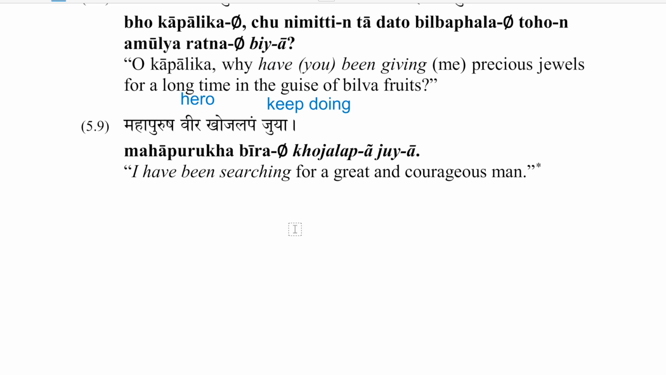We will learn about the auxiliary in lessons 14 and 15. So for now you may just memorize that Juya, Juye as an auxiliary may function as keep doing something. Because we say Juya is a perfective participle, it's conjunct, and it's a declarative sentence. So we know that the subject must be first person. I have been looking for a hero who is a Mahaprusha, a great man.